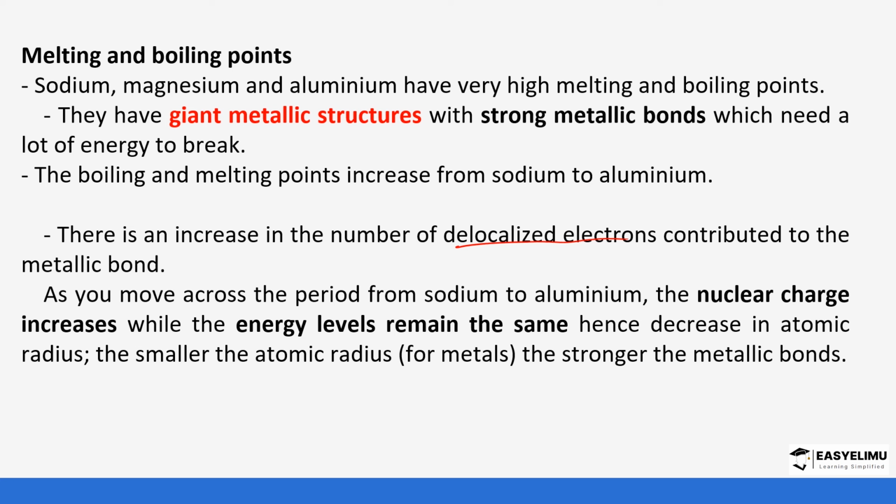Also, as you move across the period, the size of the atom decreases. We said also size affects the strength of the metallic bond. And you notice that among sodium, magnesium, and aluminium, aluminium has the smallest size because it has the highest number of protons, which means it has the highest nuclear charge. So that's the reason why it has very strong metallic bonds. If you look at its melting point and boiling point, it's so high in comparison to sodium and magnesium.